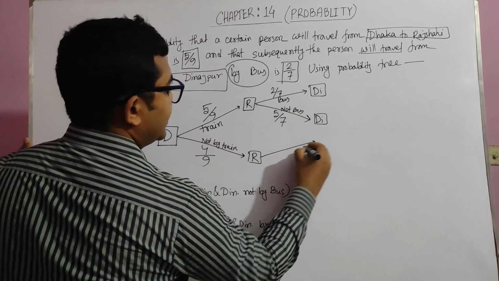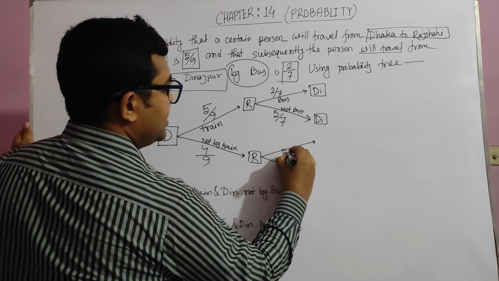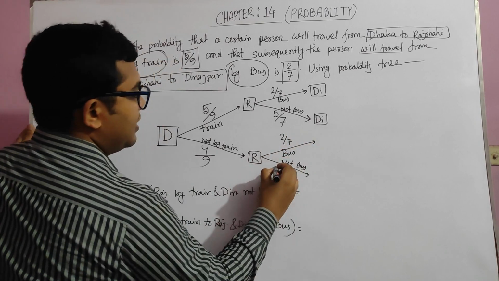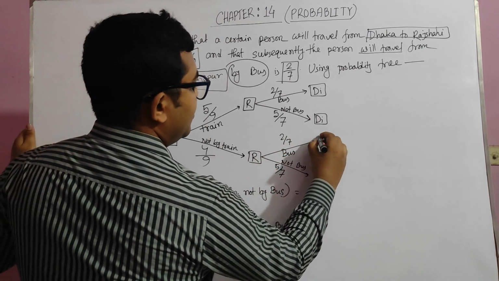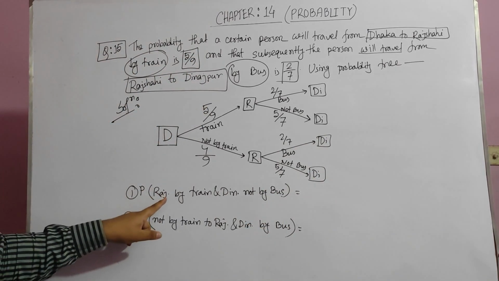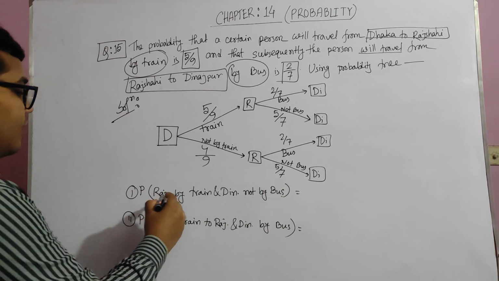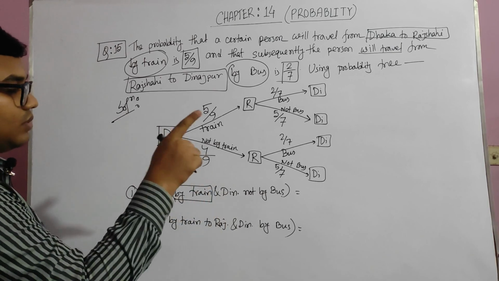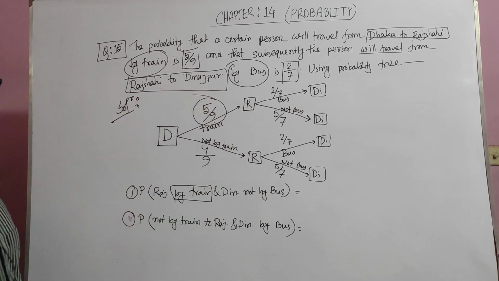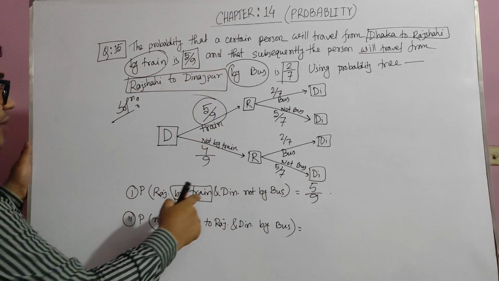Similarly, here just write the same thing. Dhaka to Rajshahi by train or not by train, and here by bus, here not by bus. It is 2 by 7, this is 5 by 7, it is Dinajpur. So now our question is the probability of Rajshahi by train and Dinajpur not by bus. Dhaka to Rajshahi by train is 5 by 9, and we write 5 by 9 into, why into, because here is and.